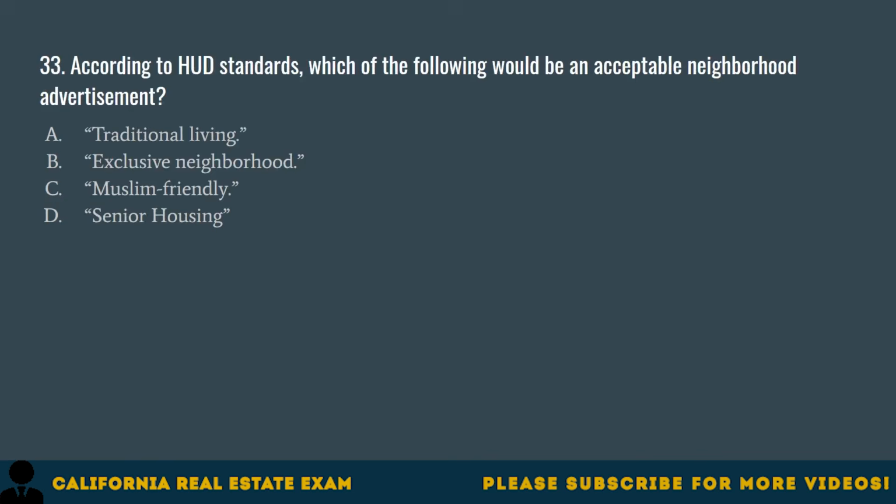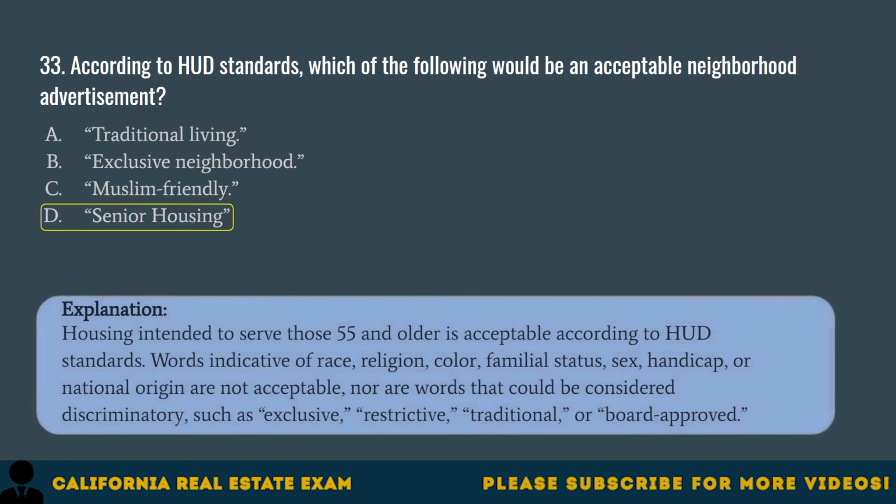Question 33. According to HUD standards, which of the following would be an acceptable neighborhood advertisement? A. Traditional living. B. Exclusive neighborhood. C. Muslim-friendly. D. Senior housing. The correct answer is D. Senior housing. Housing intended to serve those 55 and older is acceptable according to HUD standards. Words indicative of race, religion, color, familial status, sex, handicap, or national origin are not acceptable, nor are words that could be considered discriminatory, such as exclusive, restrictive, traditional, or board approved.